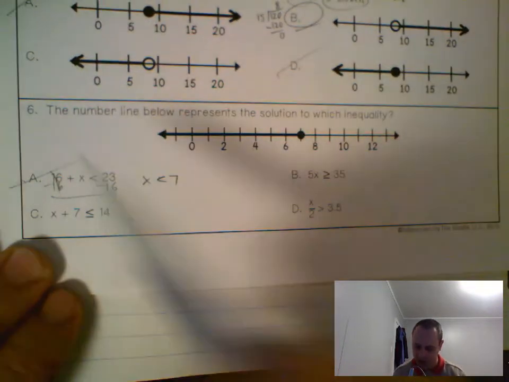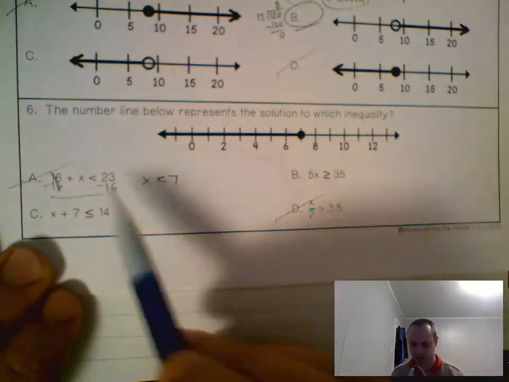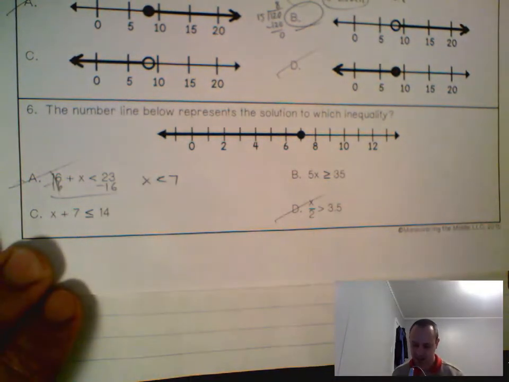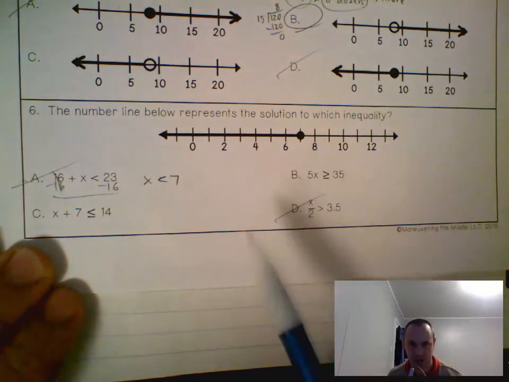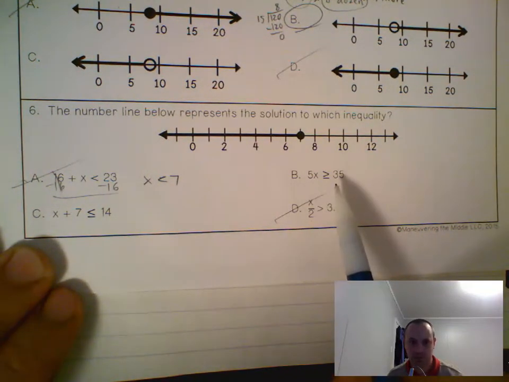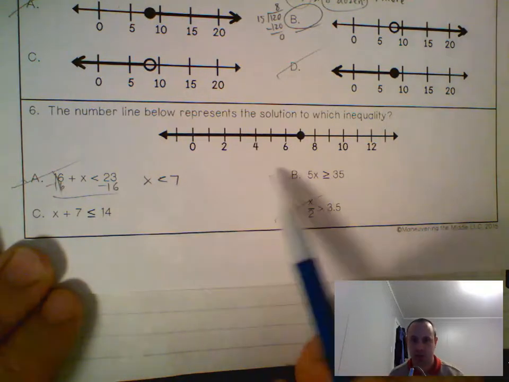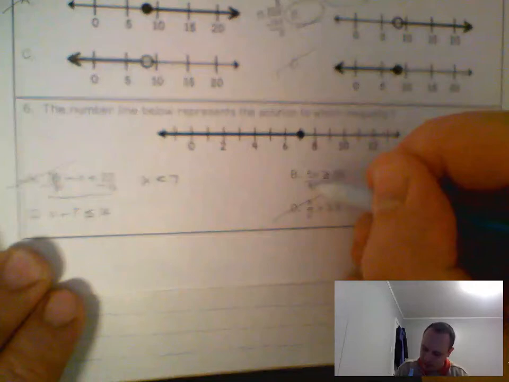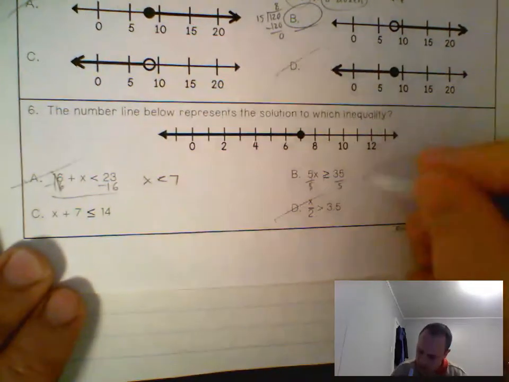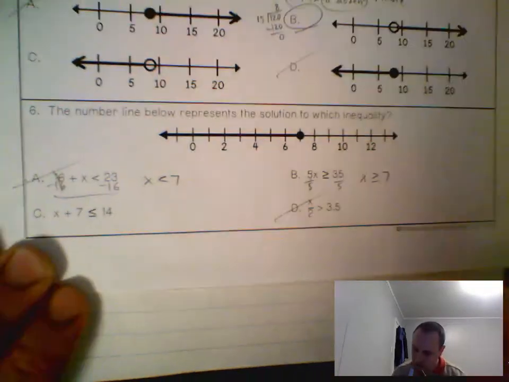Let's just cross off A and D right now because those have the less than signs. Okay, and this has to be less than or equal to because it's filled in. I'm trying to figure out which one of these it is. If we divided this by 5, you would get x is greater than or equal to 7.